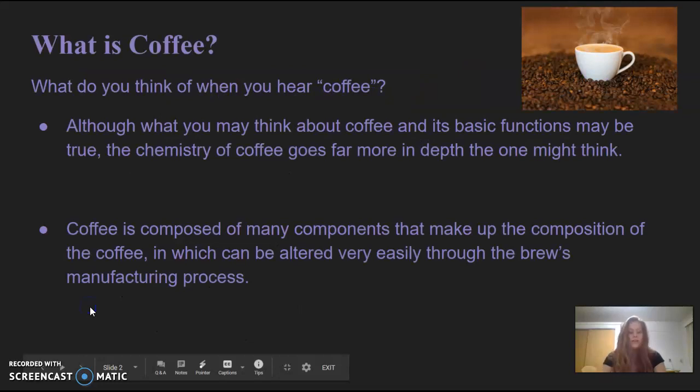What is coffee? What do you think of when you hear coffee? Many people may think of the smell of the brew, some people may think of the taste, some may think of waking up or caffeine. Although what you may think about coffee and its basic functions may be true, the chemistry of coffee goes far more in depth than one may think. Coffee is composed of many components that make up the composition of the coffee, and each of these can be altered very easily through the brew's manufacturing process.